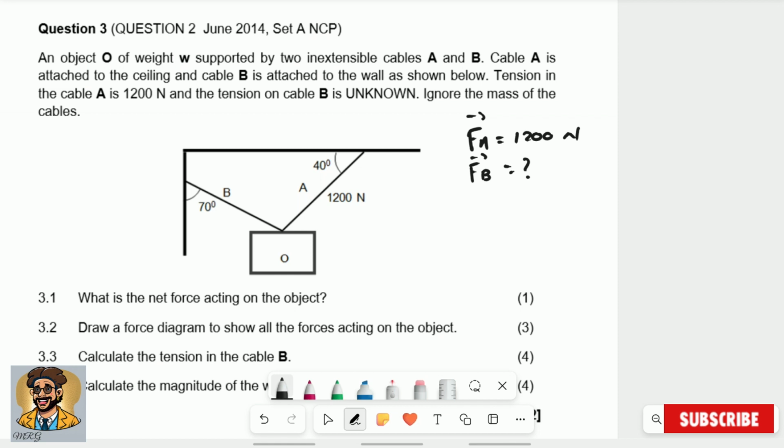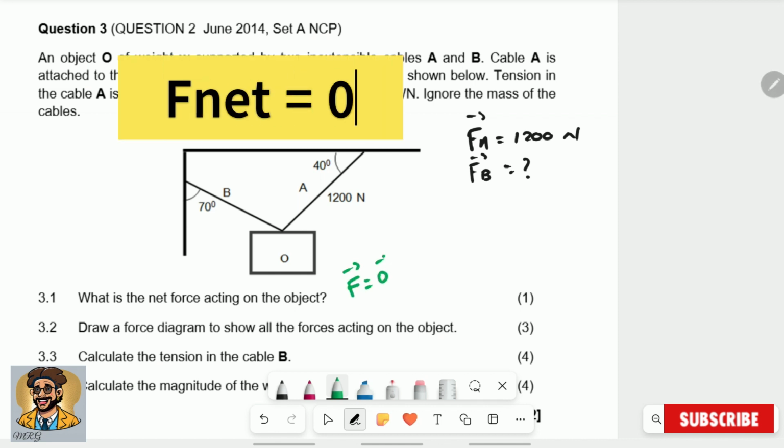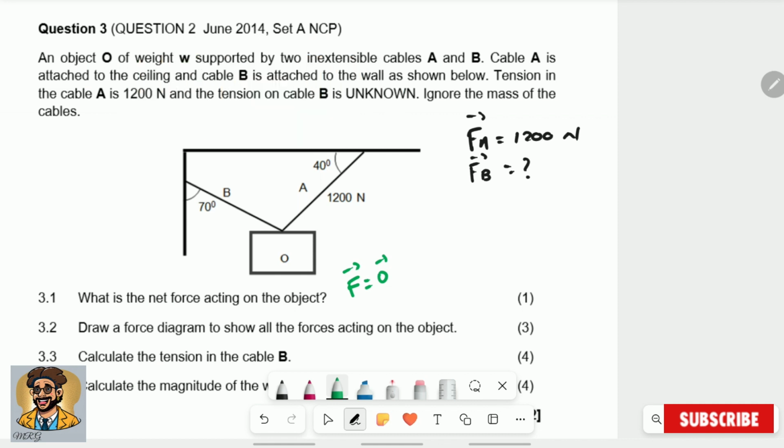What is the net force acting on the object? That one, everyone should get it right. The object is not moving, is it? Therefore, it is zero. It's at equilibrium. The net force is equal to zero. We spoke about this one before. We say if the objects are not moving, it is at equilibrium. It's called static equilibrium, and the net force is equal to zero.